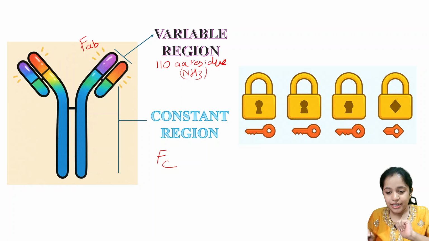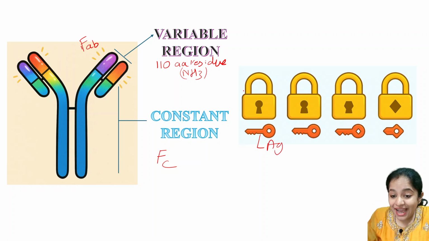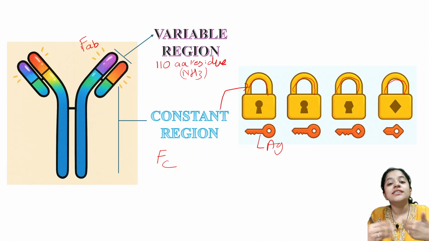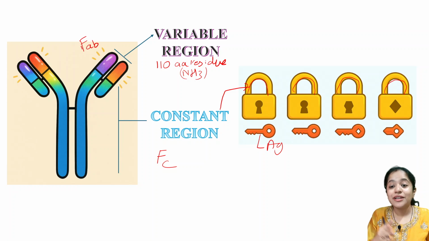Understand it like this. You see these locks, all of these locks represent different antibodies produced in response to different antigens. These keys represent the antigens. Clear? Now the handle: you see all the locks have the same handle even though they are produced in response to different antigens. That means this is the constant part of the lock, the constant part of the antibody. The amino acid sequence here is the same for all the locks.